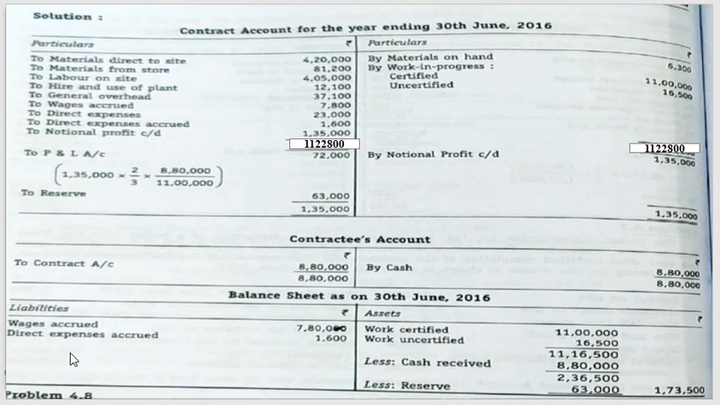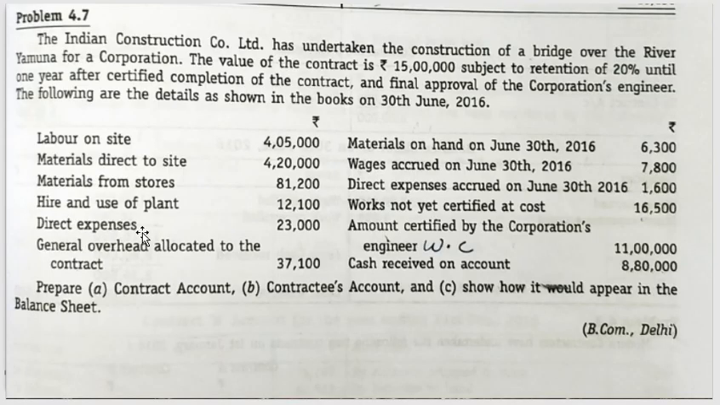Now the liabilities we have are all your outstanding expenses given in the problem. All your outstanding expenses are current liabilities. The outstanding expenses here are wages accrued and direct expenses accrued, which have not yet been paid, but the expenses have been recorded.